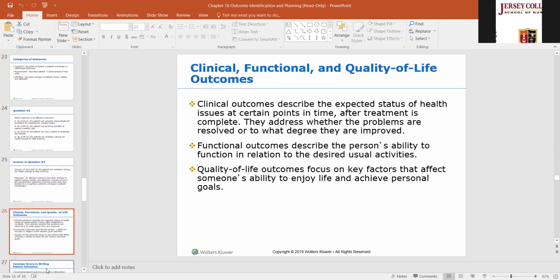All right, clinical outcomes describe the expected health status that we expect to see. They address whether the problem is resolved and to what degree they have improved. A functional outcome is the way the person is able to function. So, are they able to button their shirt on their own? Are they able to perform their ADLs? Quality of life focuses on things that affect somebody's ability to enjoy life and achieve personal goals.